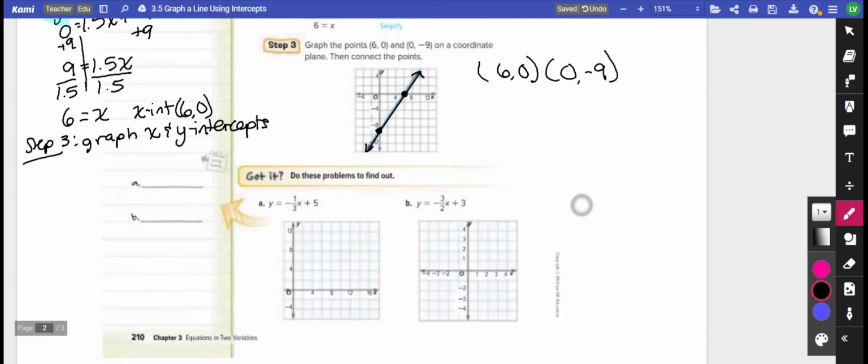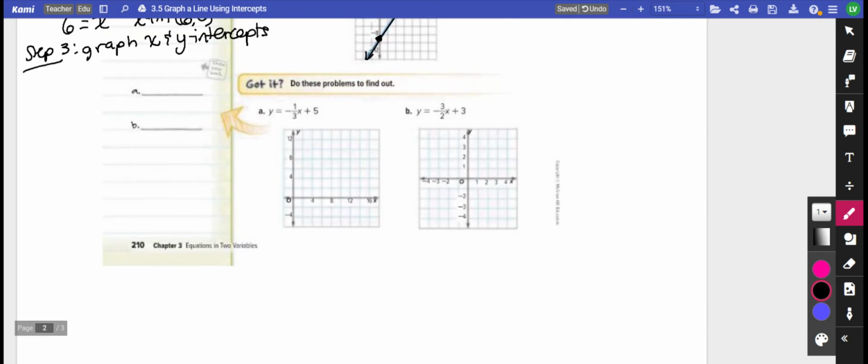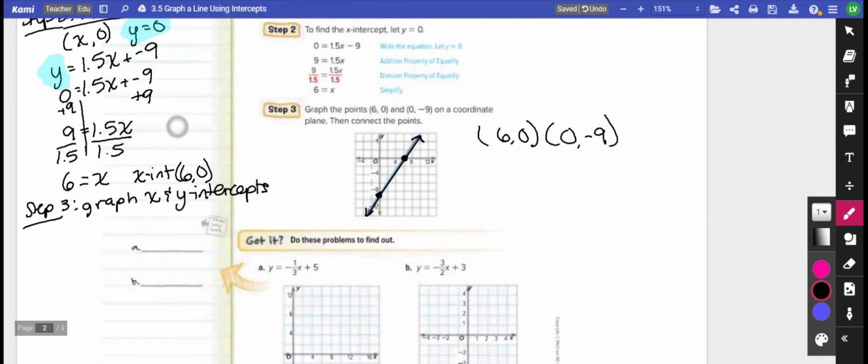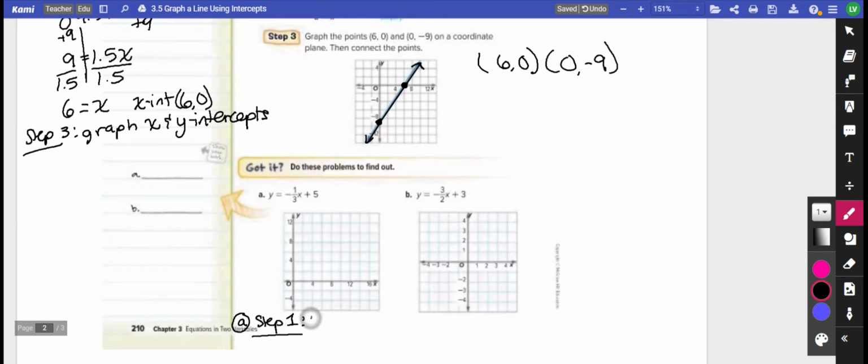So now we're going to try these next two problems to find out if we understand it. So step number 1 for letter A. Well, in case I forgot, I can always go back up to my notes. Step 1 is to find the y-intercept. Okay? So y equals mx plus b. Then I'm going to write my equation underneath. Y equals negative 1/3 x plus 5. So that means that my b is at 0, 5.